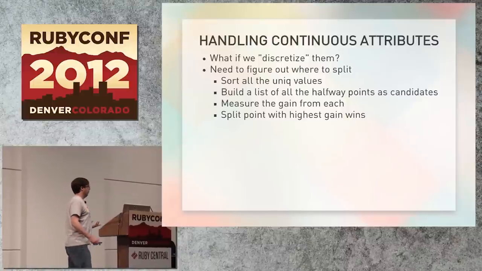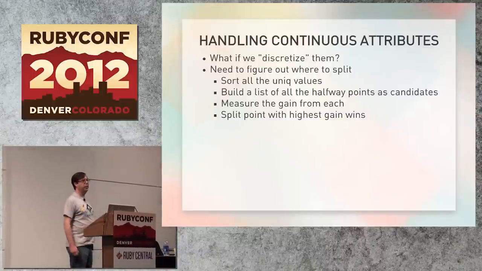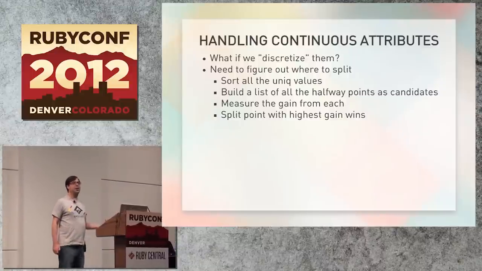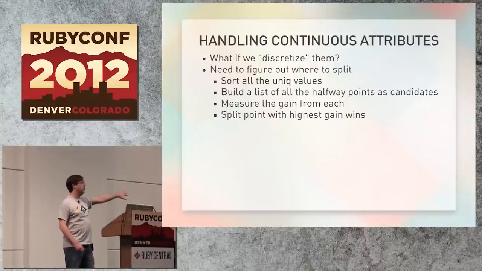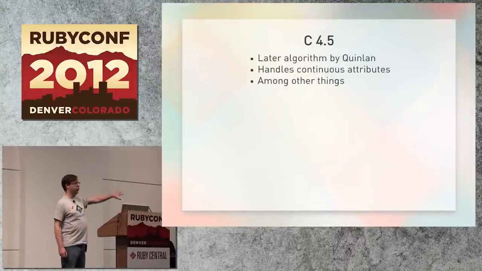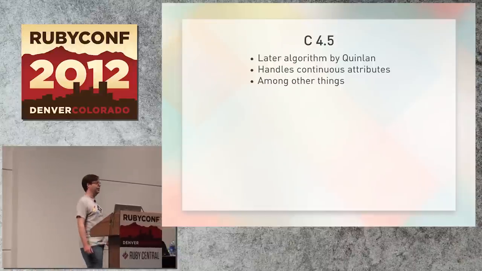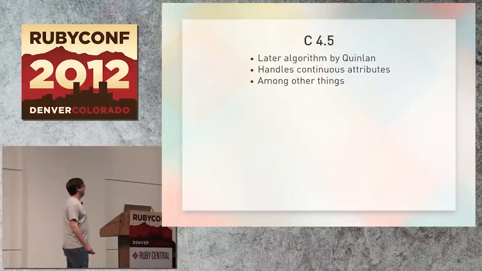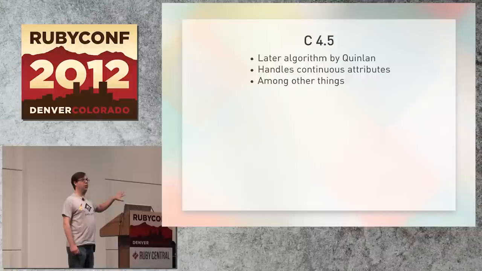So kind of cool. Unfortunately, that AI4R ID3 implementation does not implement this feature. This algorithm actually comes from the same guy who did ID3. He did a later algorithm called C4.5. I don't know why it's called that. Maybe C is for continuous, but I'm really just making that up. But one of the cool things it has in that algorithm, along with some other improvements, is what we talked about, being able to handle continuous attributes.